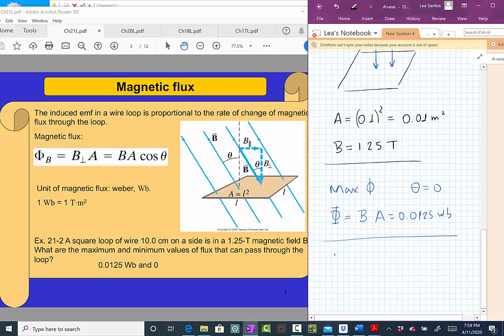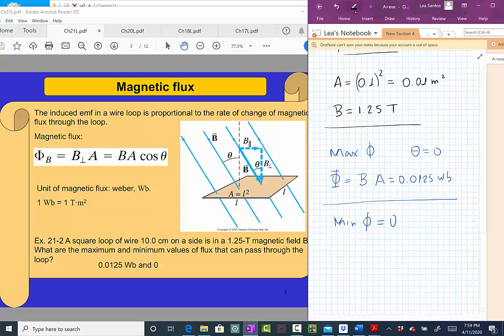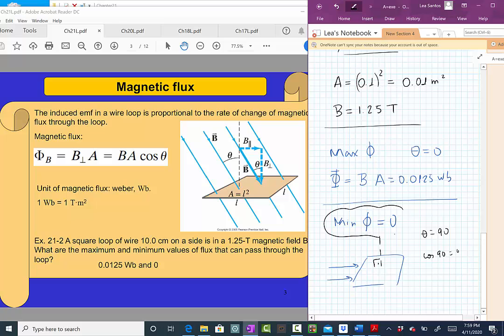When is it going to be minimum? Well, minimum magnetic flux is 0. When does it happen? Again, I repeat, when our magnetic field comes parallel to this loop. Parallel to the loop means angle 90 degrees. So theta here is 90 degrees, and cosine of 90 degrees is 0. So that's why the minimum magnetic flux is 0.